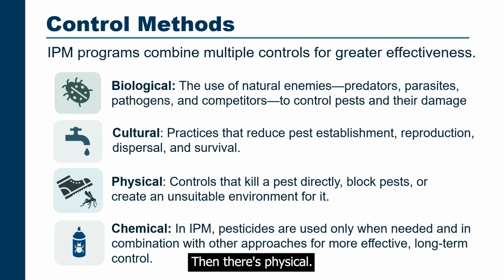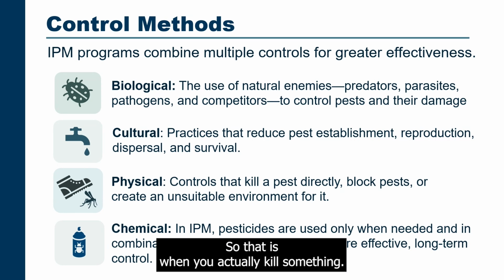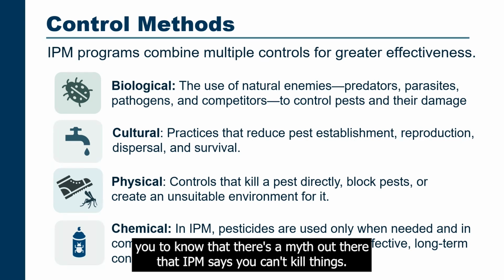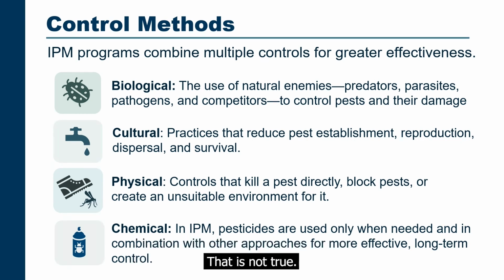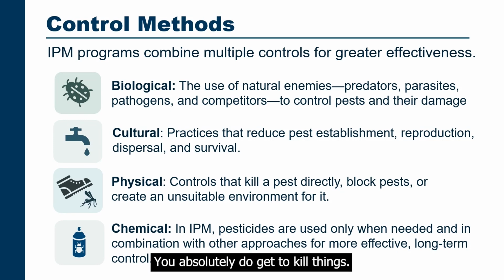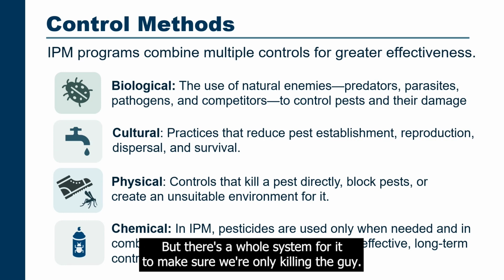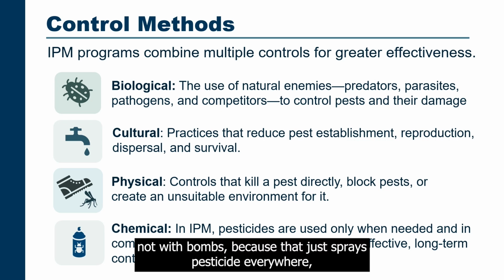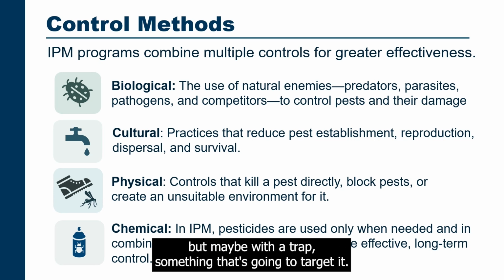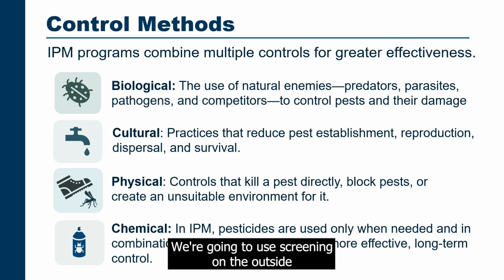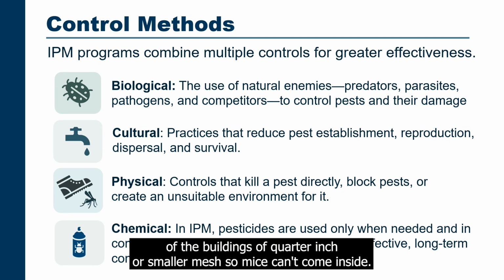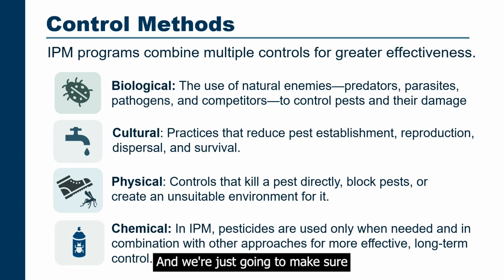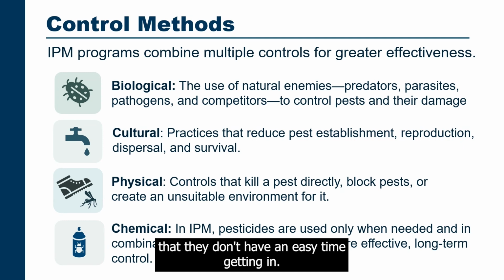Then there's physical. So that is when you actually kill something. And I'd like you to know that there's a myth out there that IPM says you can't kill things. That is not true. You absolutely do get to kill things, but there's a whole system for it to make sure we're only killing the guy that's a problem. So we're going to kill that pest directly, not with bombs, because that just sprays pesticide everywhere, but maybe with a trap, something that's going to target it. We're going to use screening on the outsides of the buildings of 1/4 inch or smaller mesh so mice can't come inside. And we're just going to make sure that they don't have an easy time getting in.